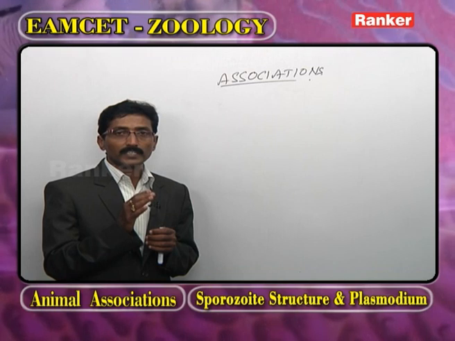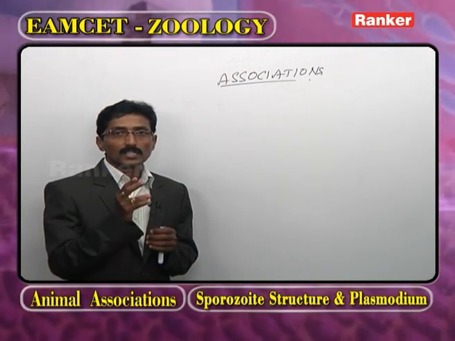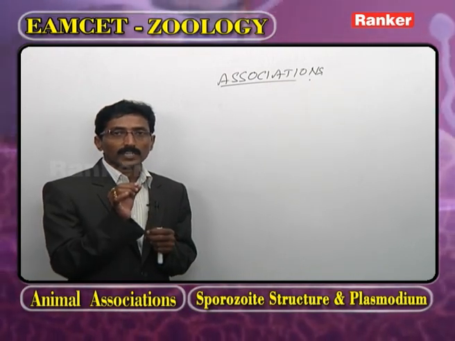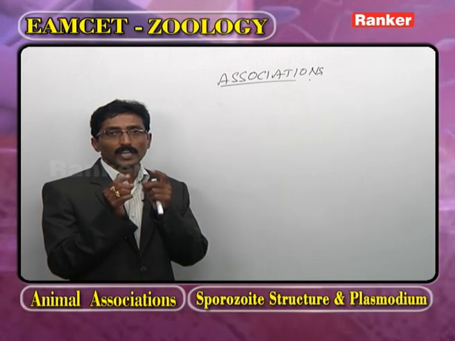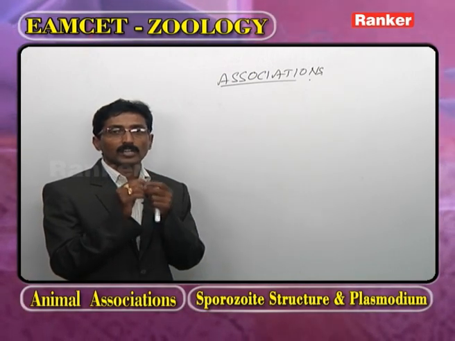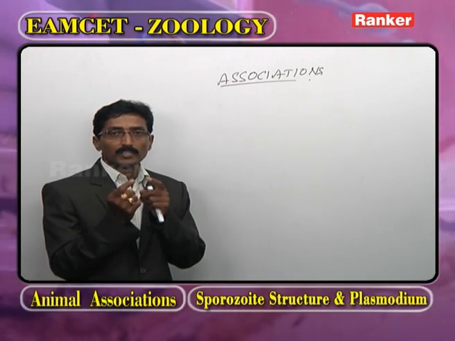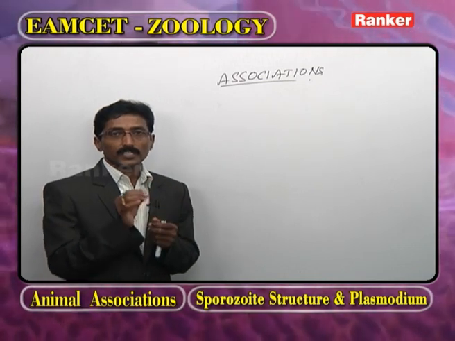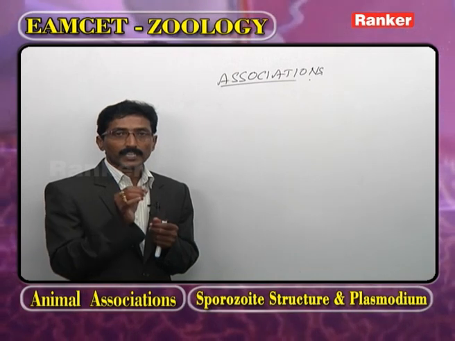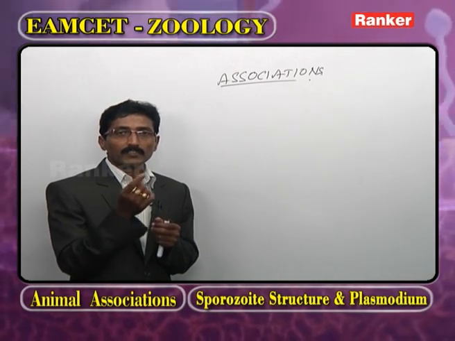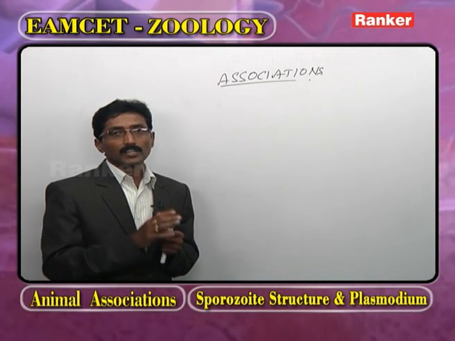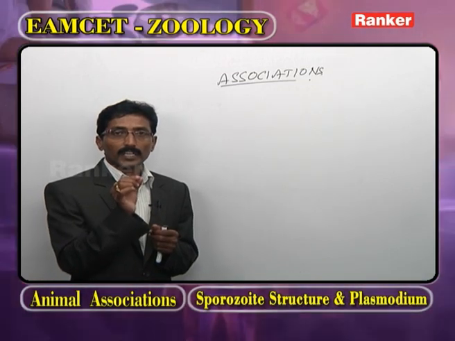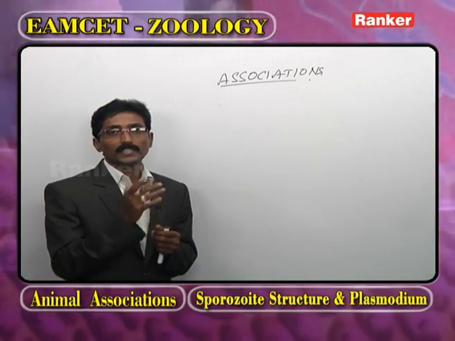In order to explain an association, two organisms belonging to different species are required. Here is one interesting point: the relation between predator and prey is not an association, it is only an interaction. Another example is amensalism.